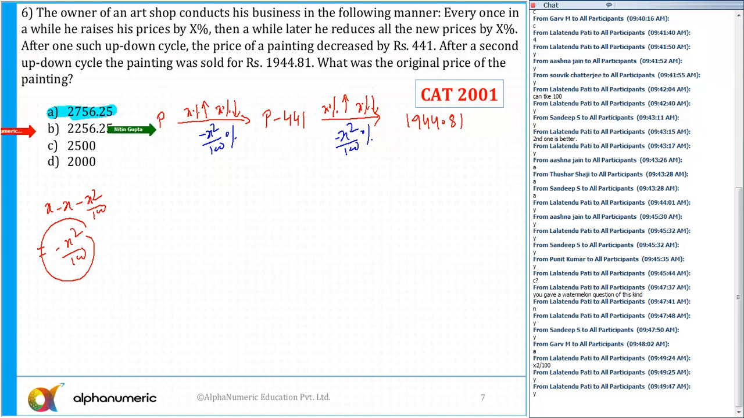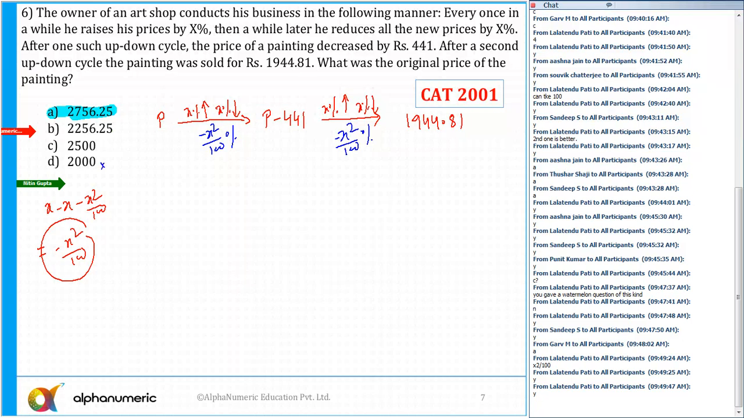Price is 2000. Because if it is 2000, what is 2000 minus 441? Please tell me. It will be approximately 1500 something. And again, I am decreasing 1500 by a certain amount because it is negative, and I am getting 1944. Is that possible? If you decrease something from approximately 1500, can it become 1944? No, it can never be 1944. So the answer can't be option number D.